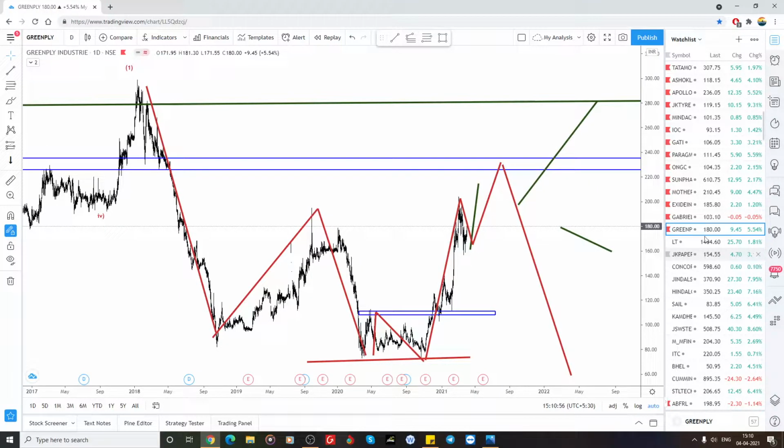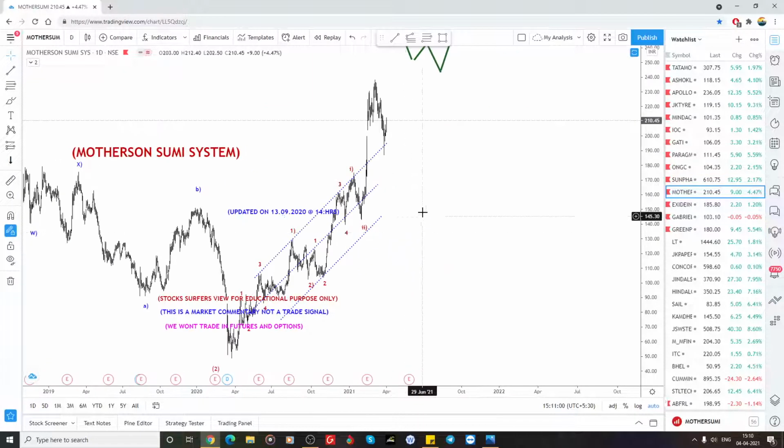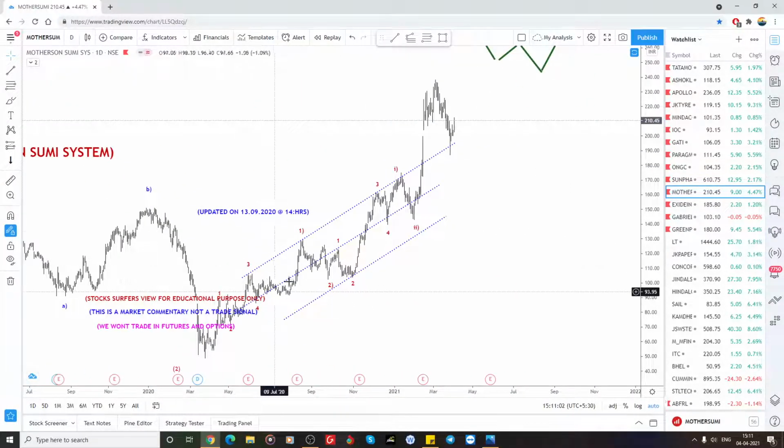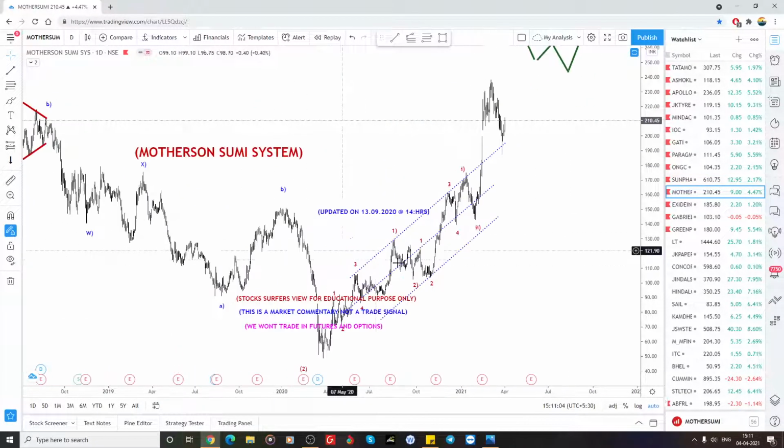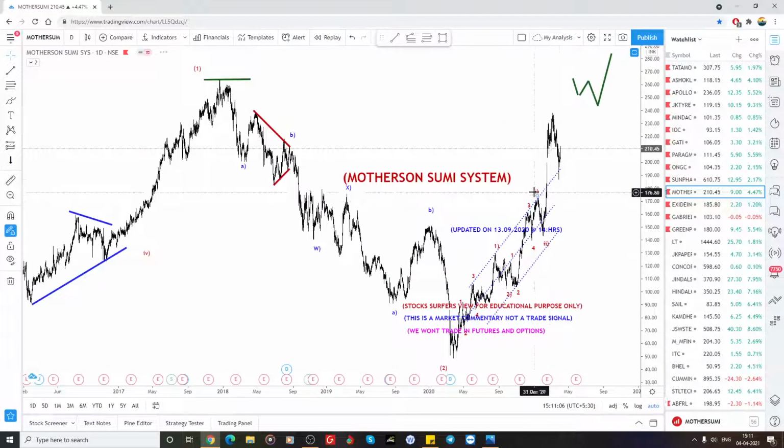And another thing is I'm looking for the Motherson Sumi. Here it's a 1 2. So I'm looking for that bigger 3rd wave. So 1 2 3, and we are in the 4th and 5th. So if it is considered as a 5-wave structure, if it is completed in this 3rd wave, 1 2 3, and again the 4th wave and 5th wave. So I'm looking for this to break this 264, the previous high.